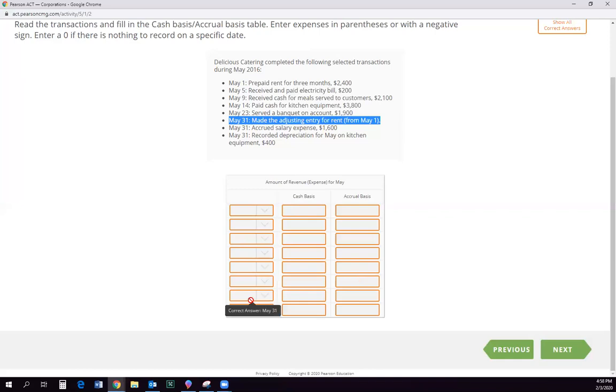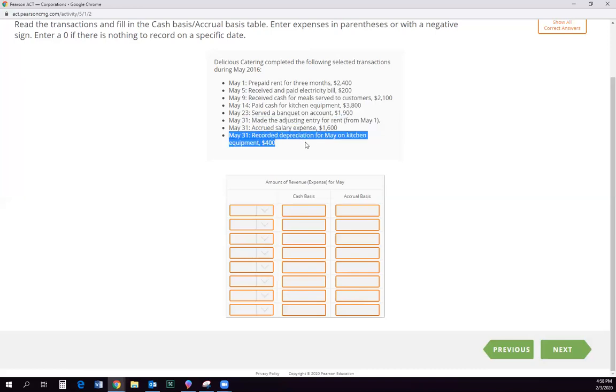May 31st, accrued salary expense of $1,600. Accrued means that we recognize that we owe it to our employees, but we haven't yet paid it. So under a cash basis, it's going to be zero because we haven't paid it yet. But under an accrual basis, we're going to go ahead and put that expense in, or a negative $1,600 in.